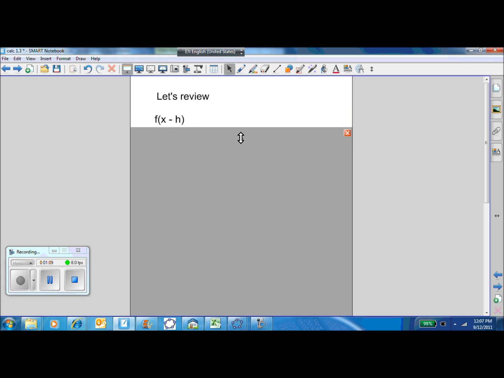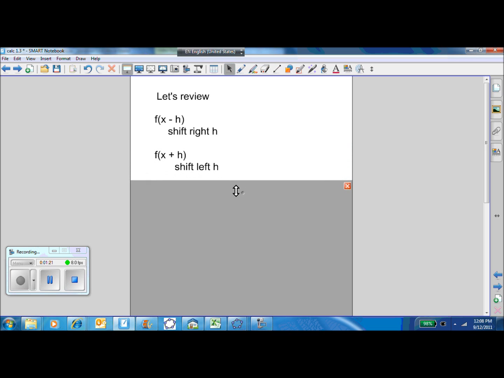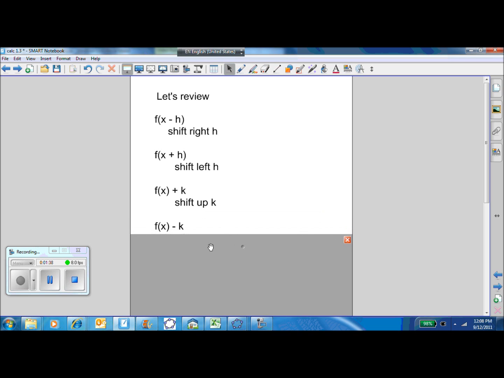f of x minus h is actually going to affect the x's. So it's a shift h to the right. And f of x plus h affects the x's, but it's a shift h to the left. f of x plus k, this actually affects the y's because it's outside the functional notation. It moves the y's up. Shift up k, because it's y equals f of x plus k. The effect is on the opposite side of the equation from the y. That's why it sort of agrees. f of x minus k is a shift down of k.